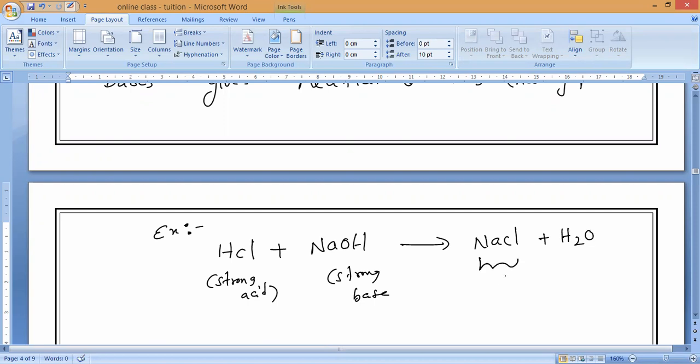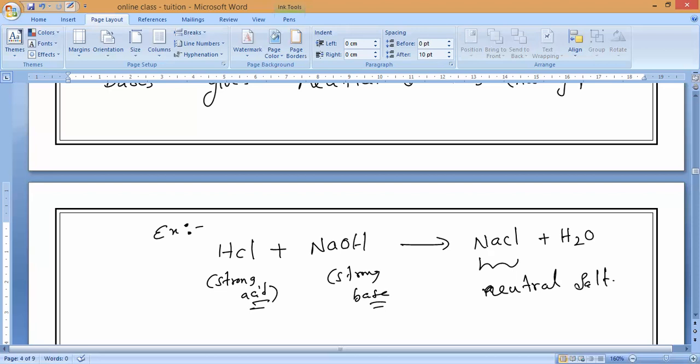So what is the nature of this sodium chloride? Neutral salt. You understand? Like that, any strong acid and strong base will react and form neutral salts, which have a pH of 7. That is to remember. Okay. So next, observe very carefully. Aqueous solutions of sodium chloride are neutral.